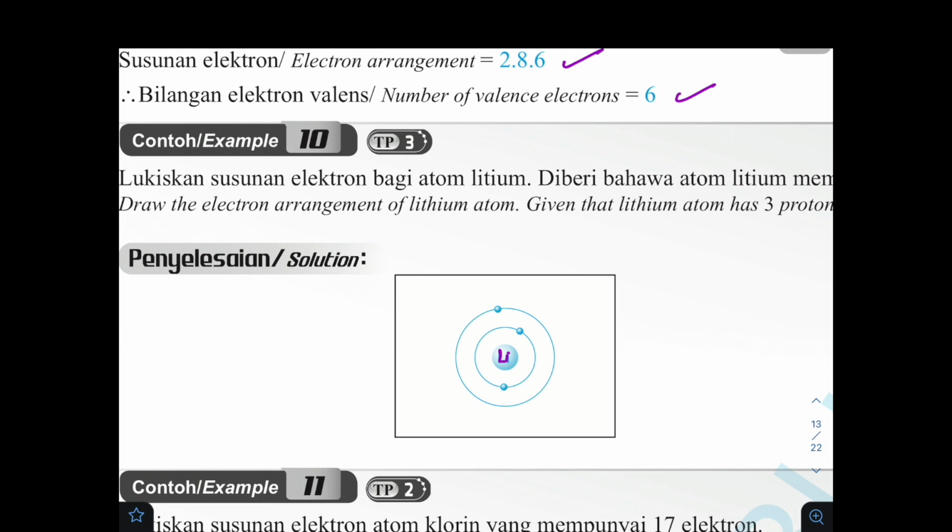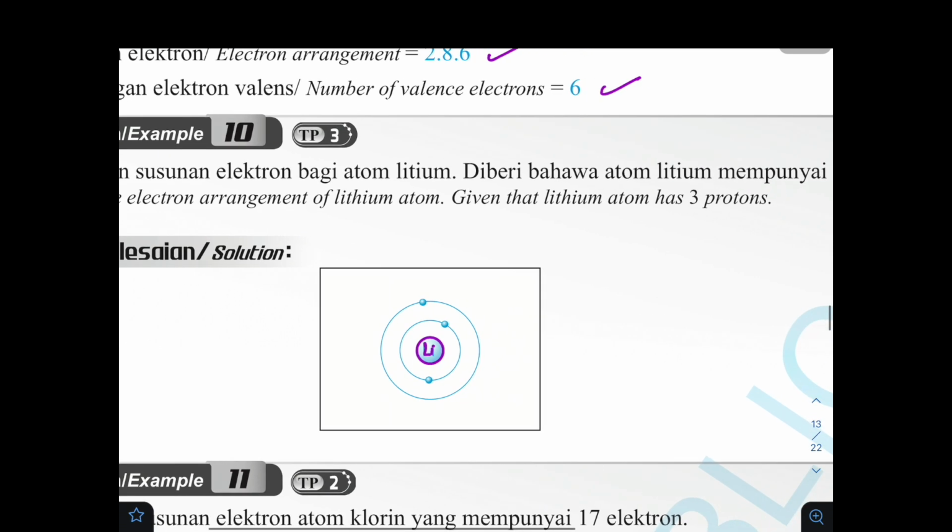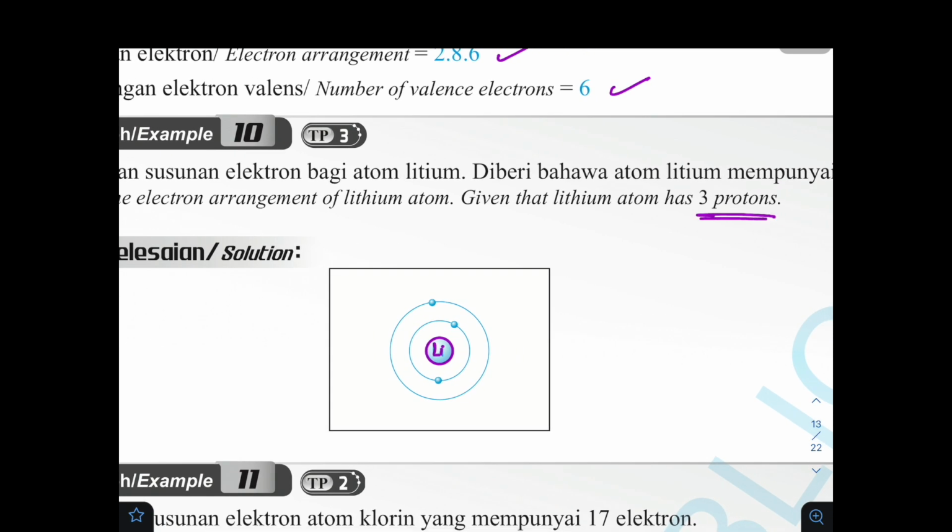Baik. Lukiskan dia punya nucleus of Li. Nucleus of Li ni saya tak berapa round sangat lah. Kalau boleh betul-betul round. Kemudian dia kata dia ada 3 protons. Maksudnya bila 3 protons ni atom, bila atom dia neutral, bila dia ada 3 proton bermakna dia ada 3 elektron. So kita nak lukiskan 3 elektron ini ya.